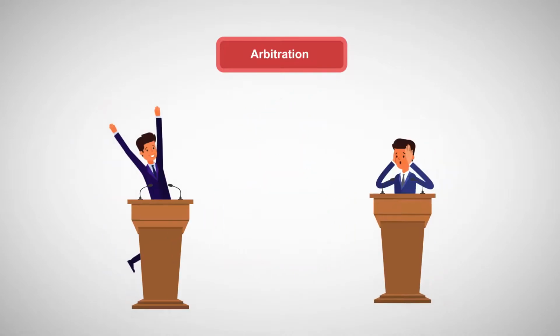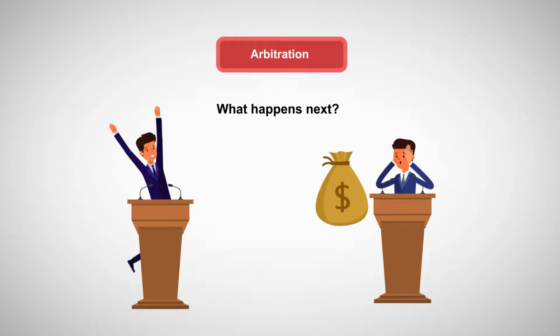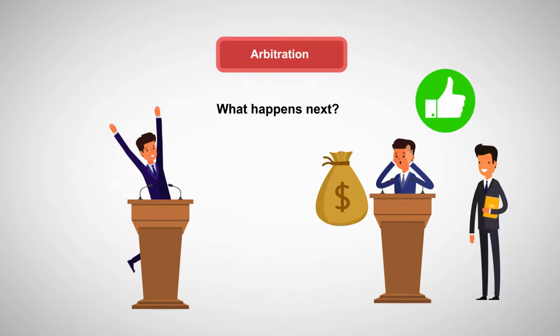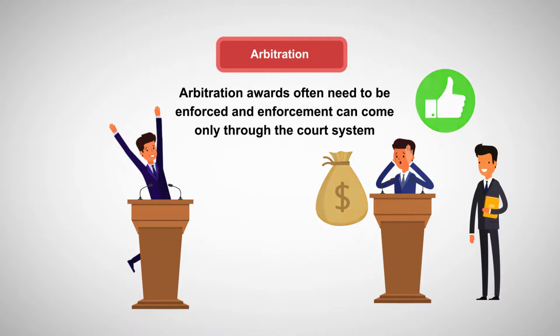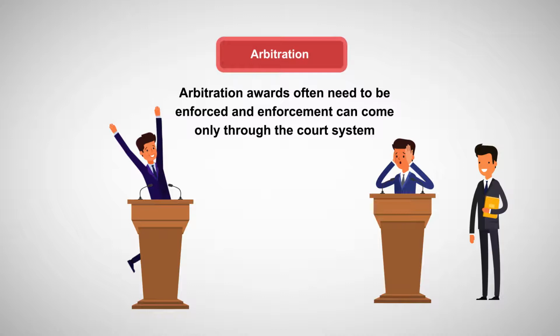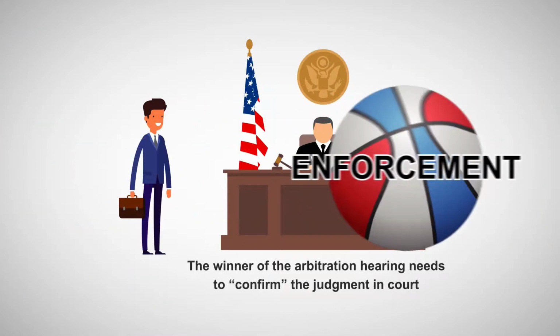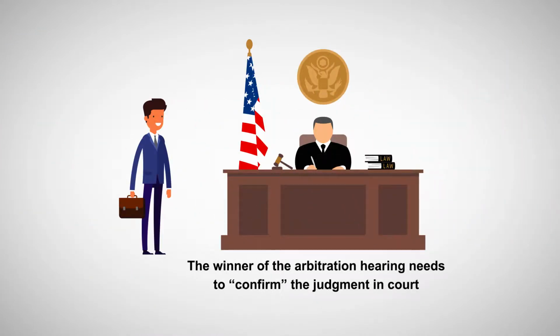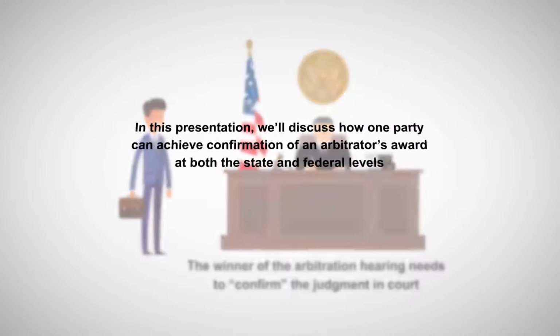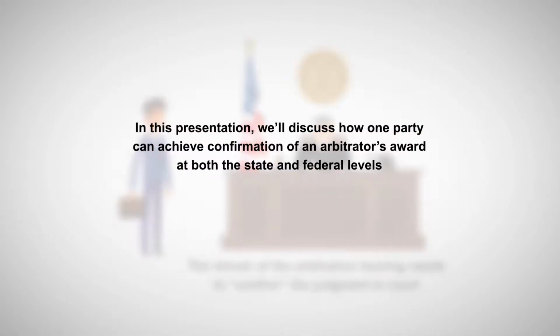Once one side wins her arbitration hearing, what happens next? Well, if the other side simply capitulates and pays up or abides by the arbitrator's decision, then there's really no problem. However, arbitration awards often need to be enforced, and enforcement can come only through the court system. To get the ball rolling on enforcement through the court system, the winner of the arbitration hearing needs to confirm the judgment in court. In this presentation, we'll discuss how one party can achieve confirmation of an arbitrator's award at both the state and federal levels.